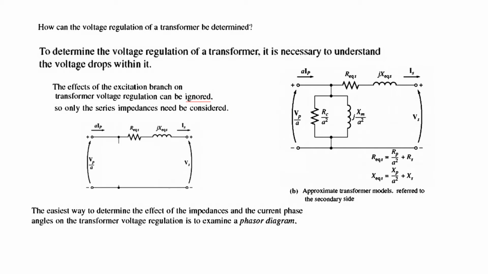Now the easiest way to determine the effect of impedance and the current phase angles on the transformer voltage regulation is to examine the phasor diagram. So one of the techniques is to work through the phasor diagram. So let's see.